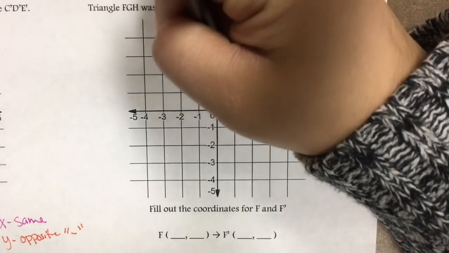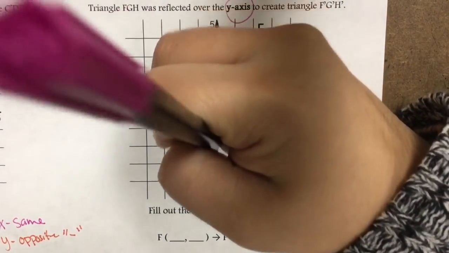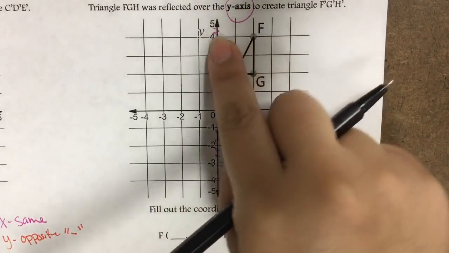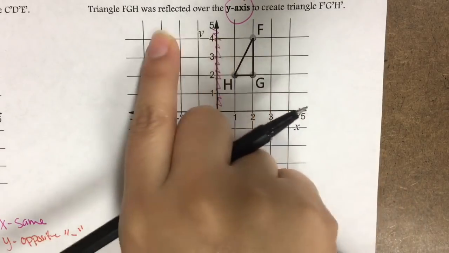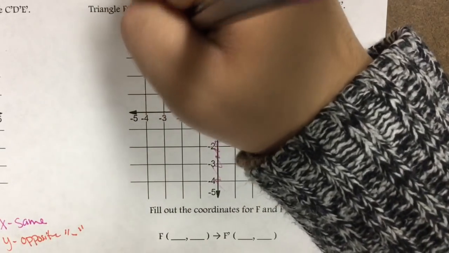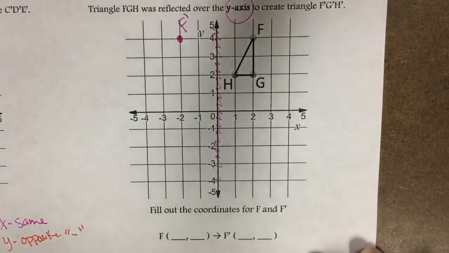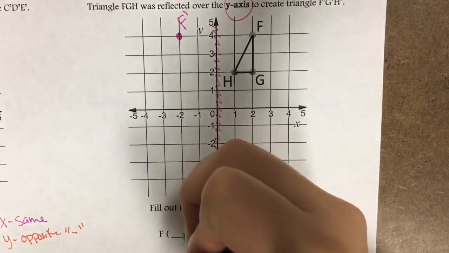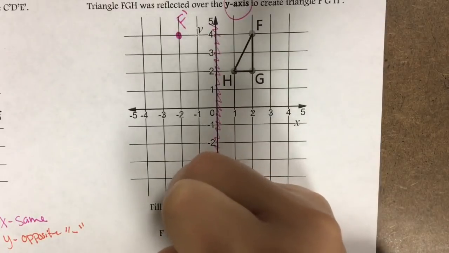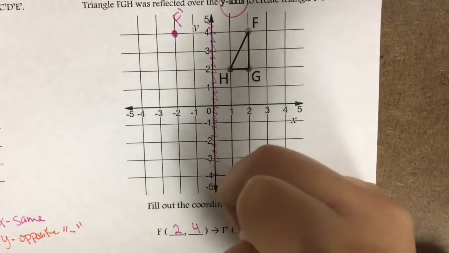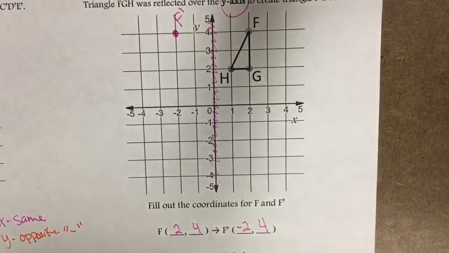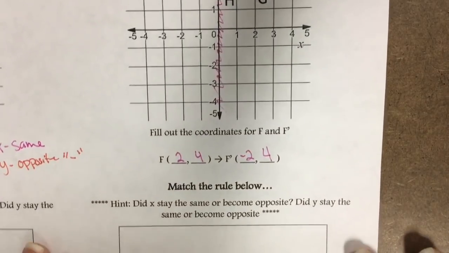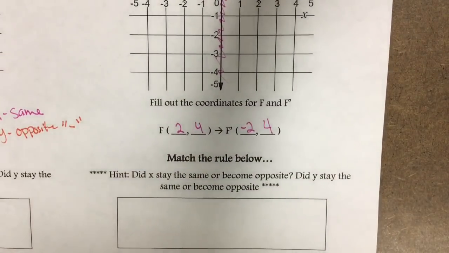Here, the y-axis, this is the line of reflection. F is 2 units away from that line of reflection, so let's go 2 in the opposite direction. This would be F prime. So F was originally 2, 4, and F prime is -2, 4. So let's go ahead and now we just need to focus on the coordinates.